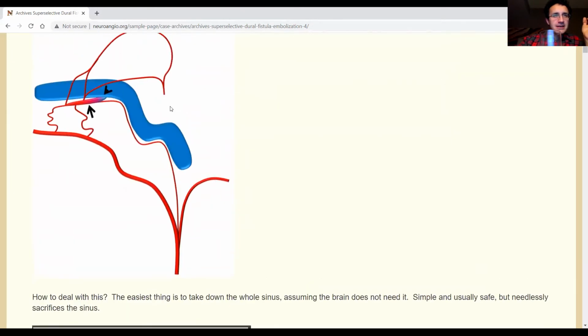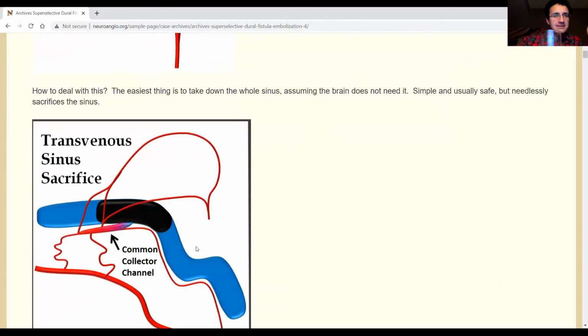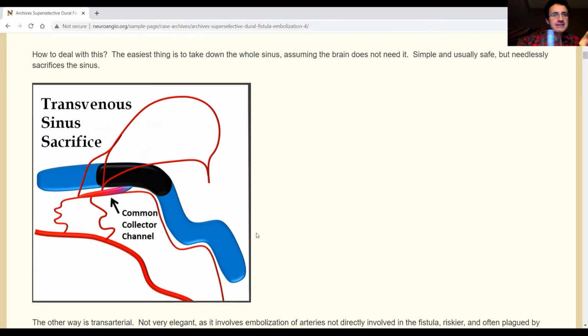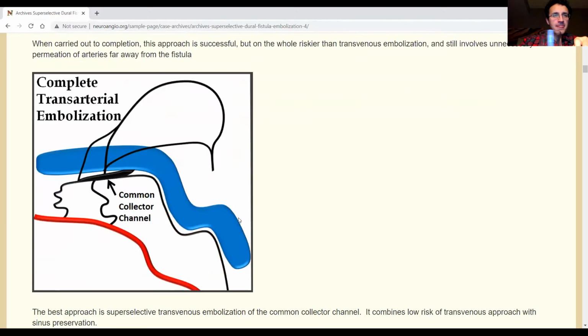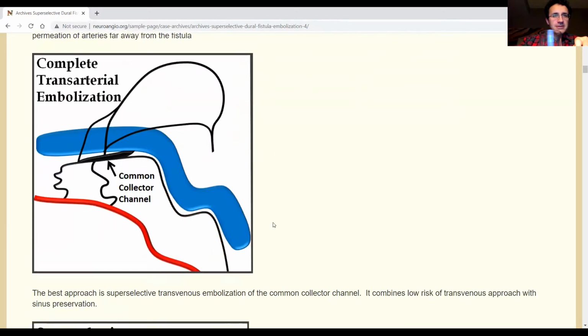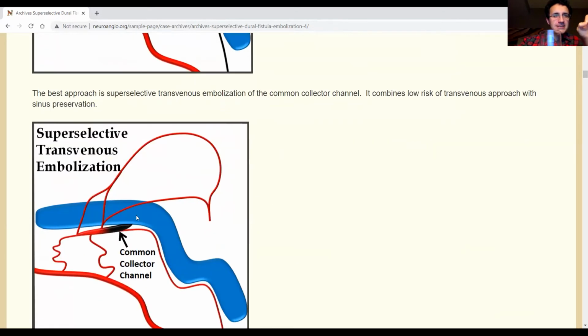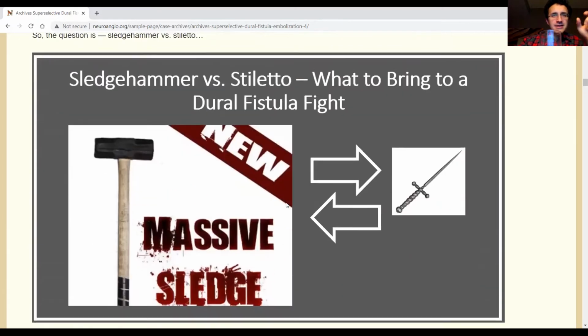And so this is it. You have this anatomy. You could do venous sinus sacrifice, which is old, works well, usually safe, although when you don't have another sinus, bad idea. But again, it sacrifices the sinus. The transarterial ones we talked about, all this transarterial embolization, and then the transvenous. This is the magic bullet. Just put a little bit here. And so this is it.